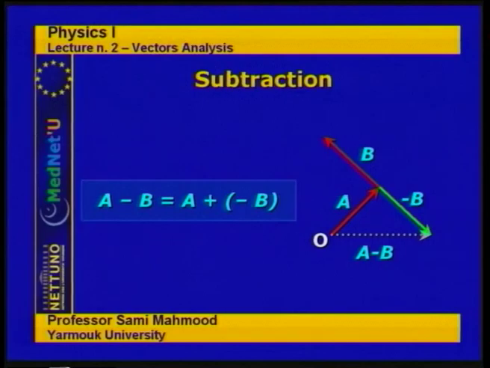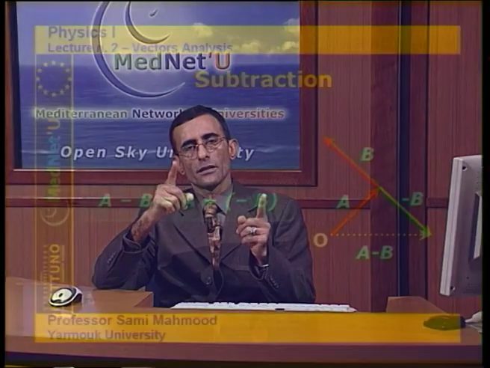The subtraction process is exactly the same as the addition process, but we just have to define the negative of a vector. The negative of a vector is a vector that is exactly the same length as the original one, but directed in the opposite direction, 180 degrees off. That is the negative of a vector.